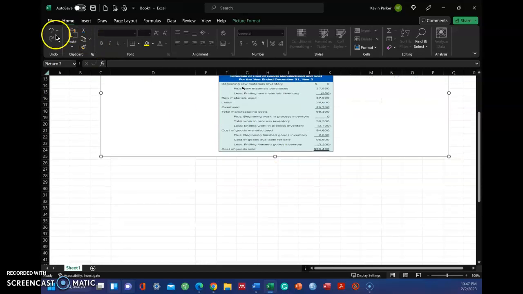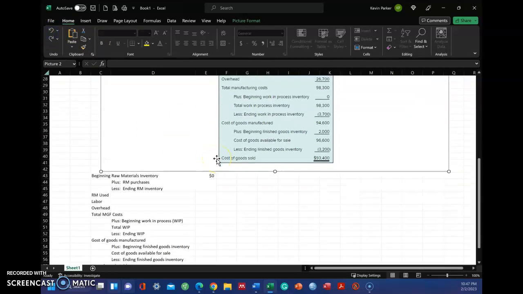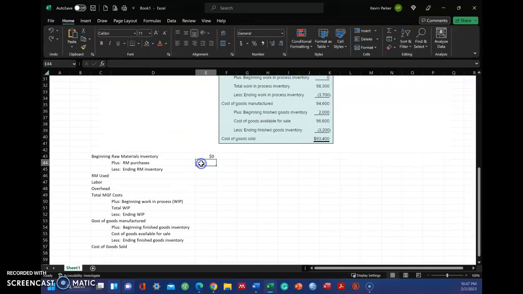Oh, that did not work. All right, so figure out a way to have a copy handy with you. Write some numbers down or whatever you want. I would just take a picture of the phone. All right, so plus raw materials. They bought raw materials. How much did they buy?